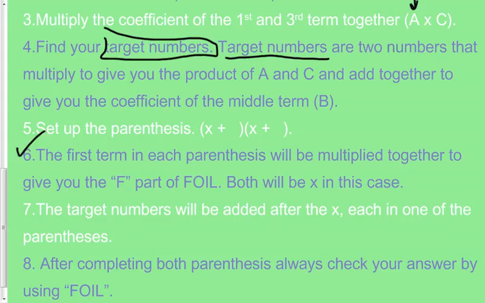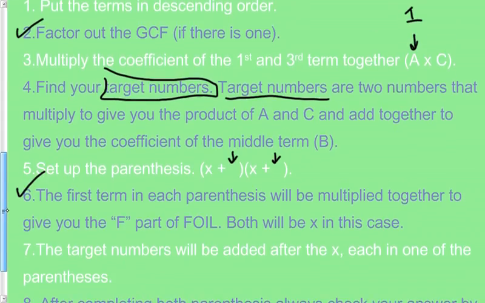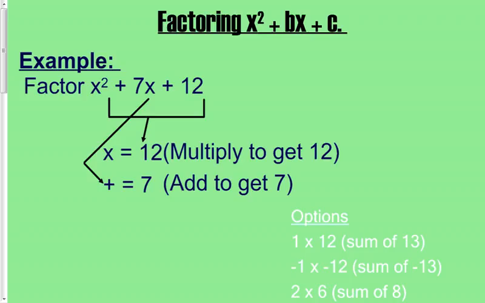And step 7, the target numbers will be added after the x. So our two target numbers are going to go here and here inside the parentheses. And then once you're done, if you FOIL it back out, it should get you back to the trinomial that you started with. So I know there's a lot, and we kind of took out step 2 and step 6 because they're not going to affect us in this case. But let's go through an example together.